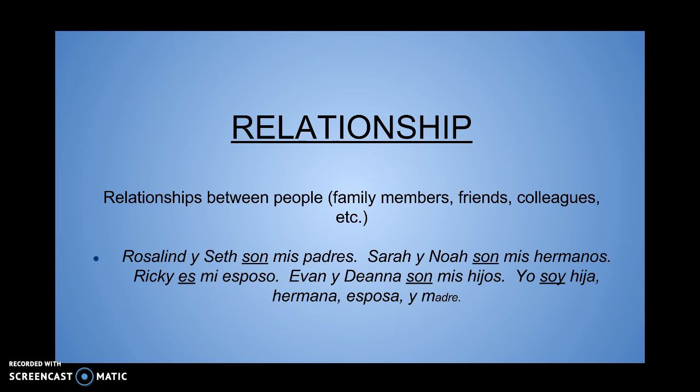Finally, we use ser to describe interpersonal relationships between family members, friends, colleagues, etc. So describing some of my family here, Rosalind y Seth son mis padres, Sarah y Noah son mis hermanos, Ricky es mi esposo, Evan y Diana son mis hijos, yo soy hija, hermana, esposa y madre. So first, I described everyone else's relationship to me, and then I described my role in a family based on my relationship to all the people listed previously. So whenever you're describing your family relationships, you will be using ser.